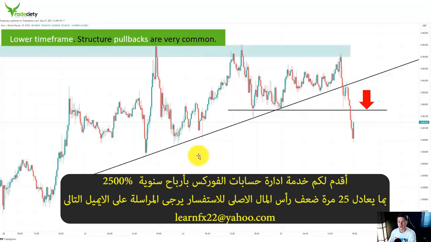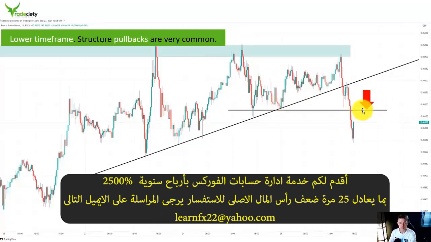Pullbacks are very common, and especially trend reversal pullbacks. So this is our previous support from the higher time frame, the last swing low that has been broken. And what you will often see is that the market is coming back into such a structure, and previous support is often becoming resistance.